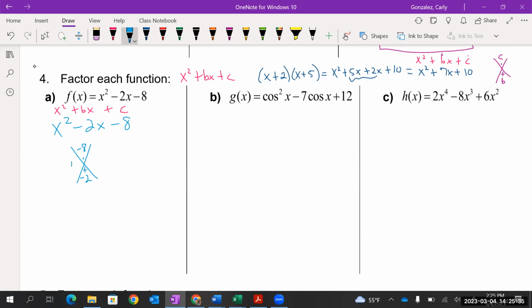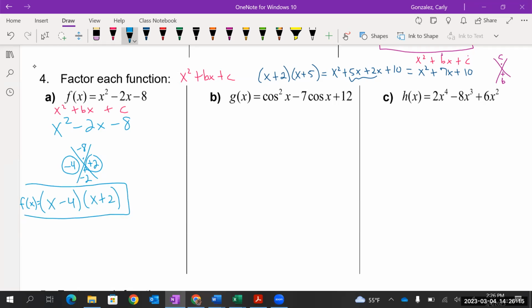We say, oh, it's going to be 4 and 2, but one of them needs to be negative, one negative, one positive. And if 4 and 2 have to add to be a -2, we need more negatives than positives. So this will give us that factored form. These two numbers are what go into our factors, x minus 4 and x plus 2. And that will still equal f of x.